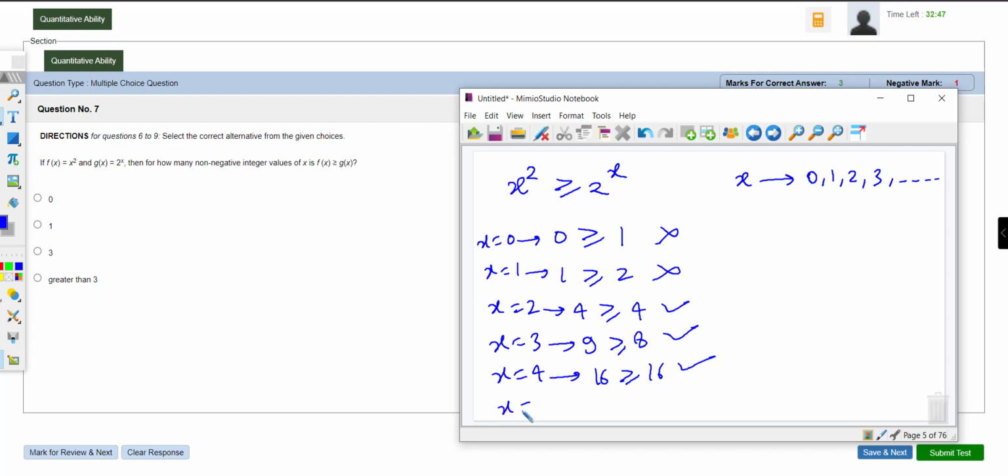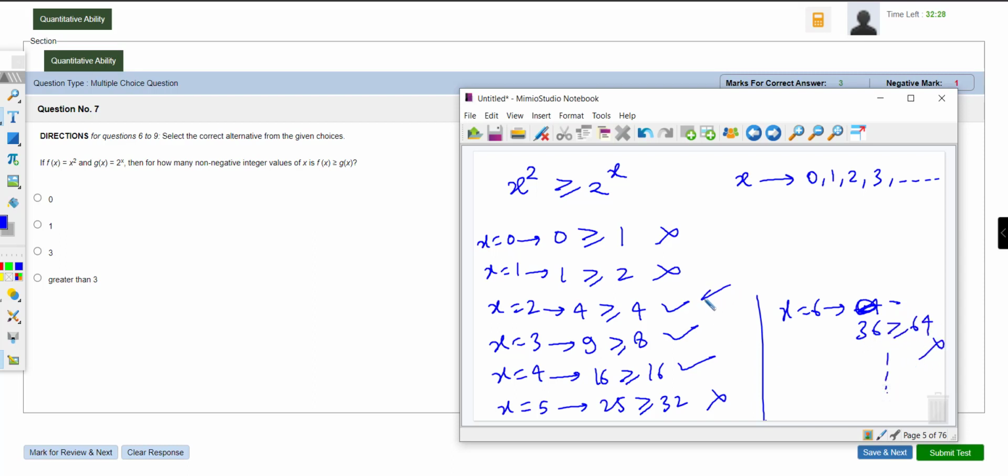Okay, x is equal to 5. 25 is greater than or equal to 32, this is not correct. Okay, x is equal to 6, sorry, 36 is greater than or equal to 64, this is incorrect. Okay, I think these are the only 3 values where it is valid. So the answer is 3, there are 3 values.